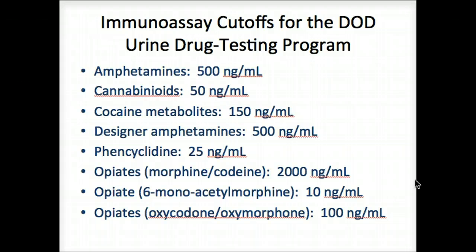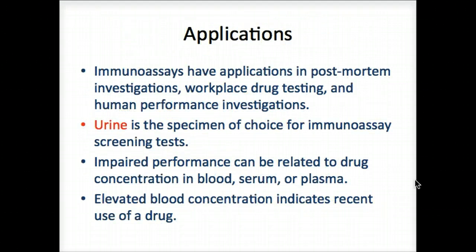If this concentration or higher is measured in a sample, then the sample is screened positive. Notice that all the immuno cutoffs are nanograms per milliliter, very low concentrations. Samples that are screened positive must be confirmed by GC mass spec in the Department of Defense program. Immunoassays have wide applications in most postmortem investigations, workplace drug testing, and human performance investigations.